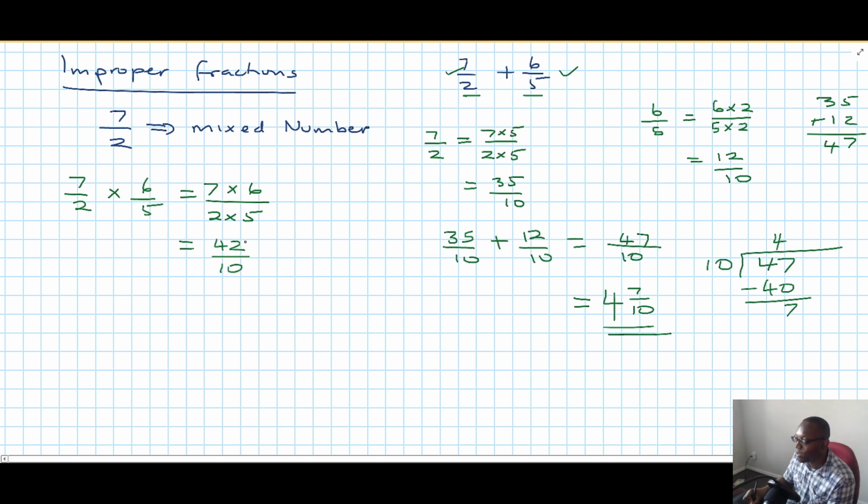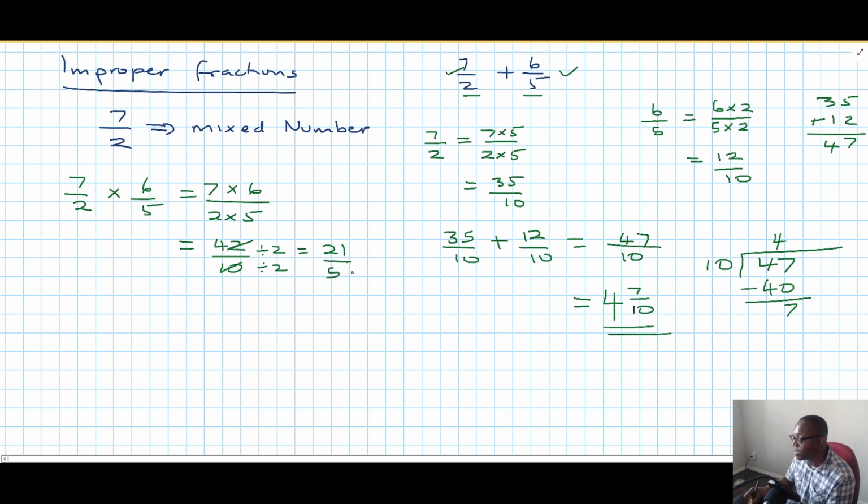So we can also simplify this further. 42 divided by 2, 10 divided by 2. The reason why we do that is because they are even numbers. An even number is a number that can be divided by 2 without a remainder. So 42 divided by 2 gives us 21. 10 divided by 2 gives us 5.